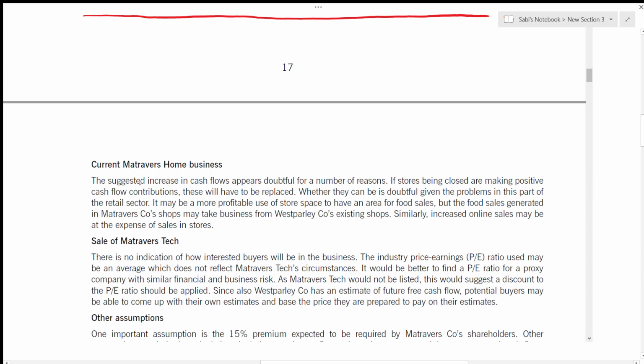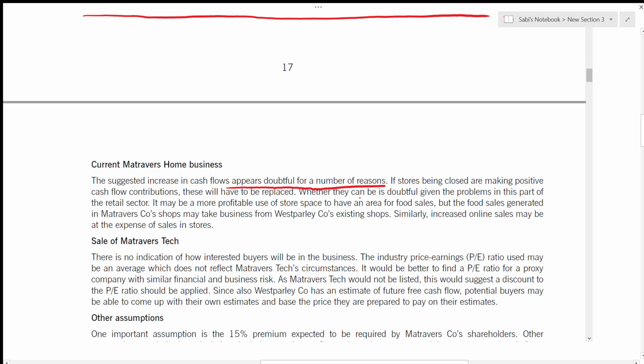Now the suggested increase in cash flow appears doubtful for a number of reasons. See the words they're using. Even your answer has to include such words. They told that there's an increase in cash flow. It appears doubtful for a number of reasons. Let's see what are the reasons. If stores being closed are making positive cash flow contributions, they will have to be replaced. This will have to be replaced.